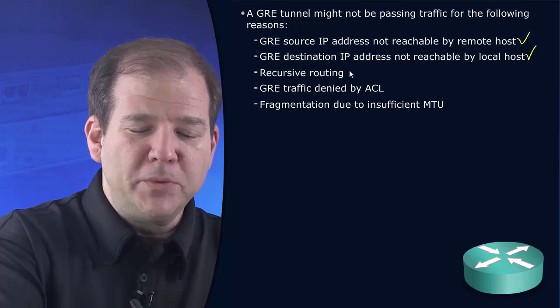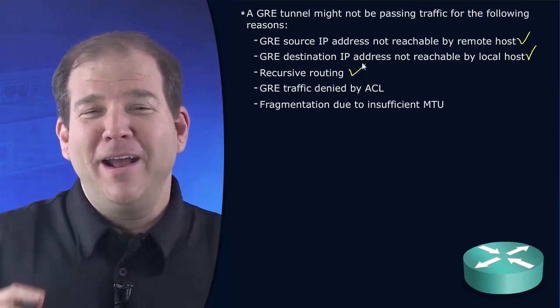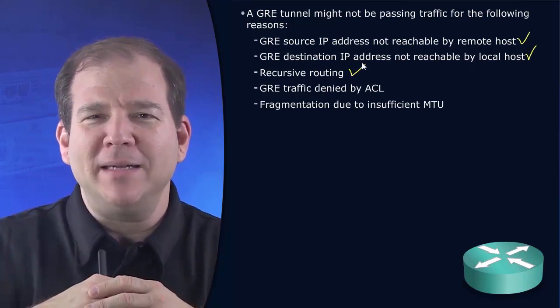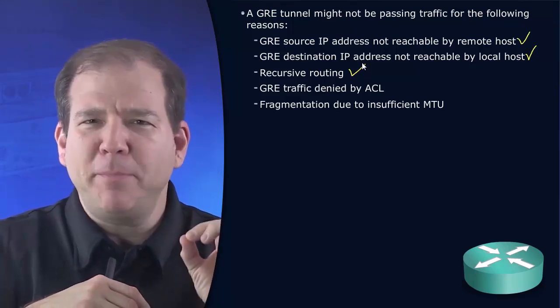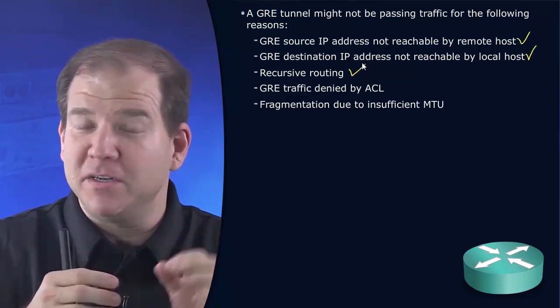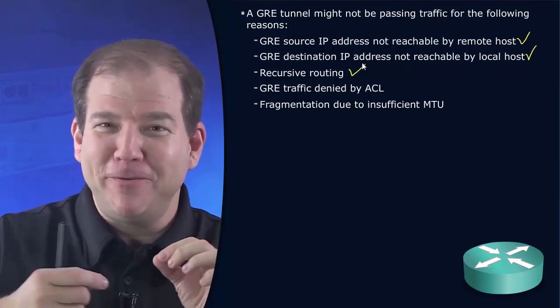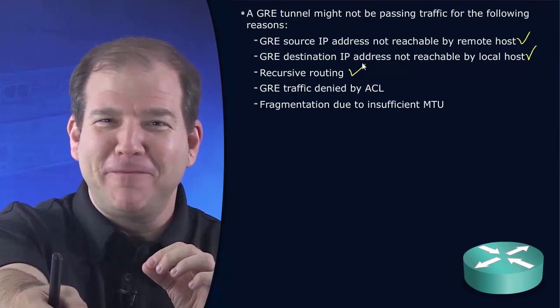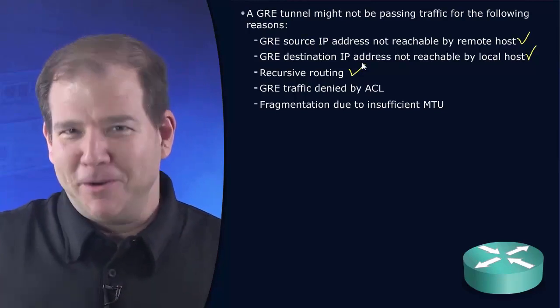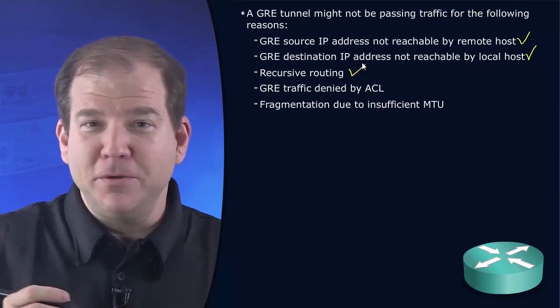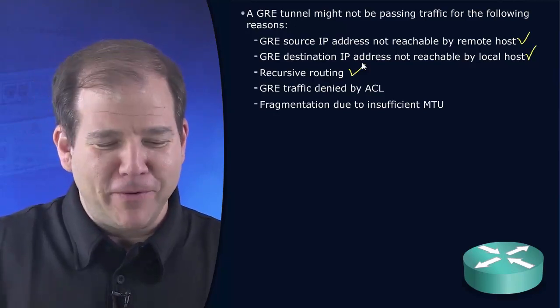We could run into an issue called recursive routing. This is interesting. Recursive routing is when you take a look at your IP routing table and you see what is the best route to get to this tunnel destination. You know what it is? The tunnel interface. The best way to form this tunnel is to go through the tunnel interface to get to that far end. That's not going to work very well. That can lead to some route flapping, and we want to avoid that. We can do that with a static route oftentimes.